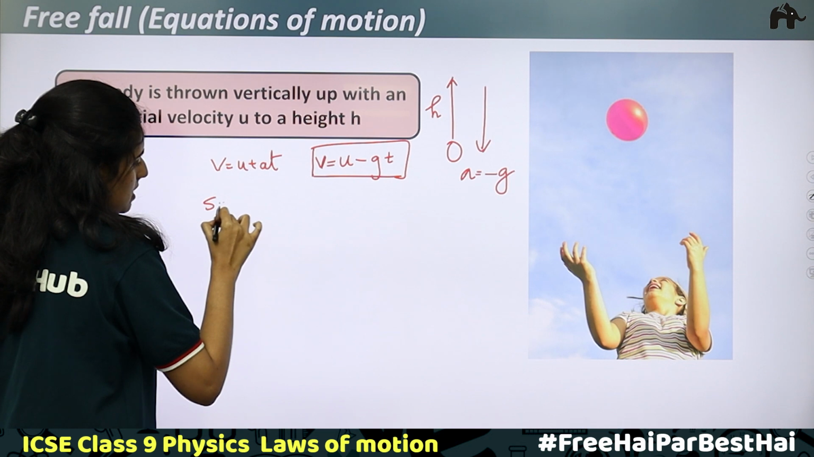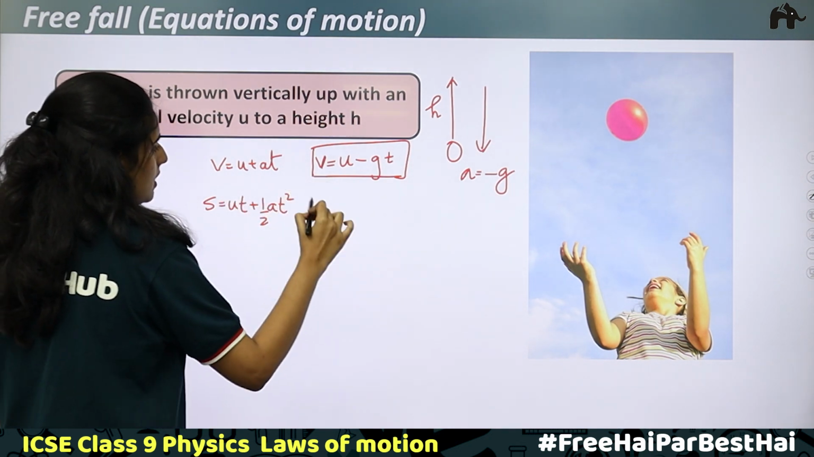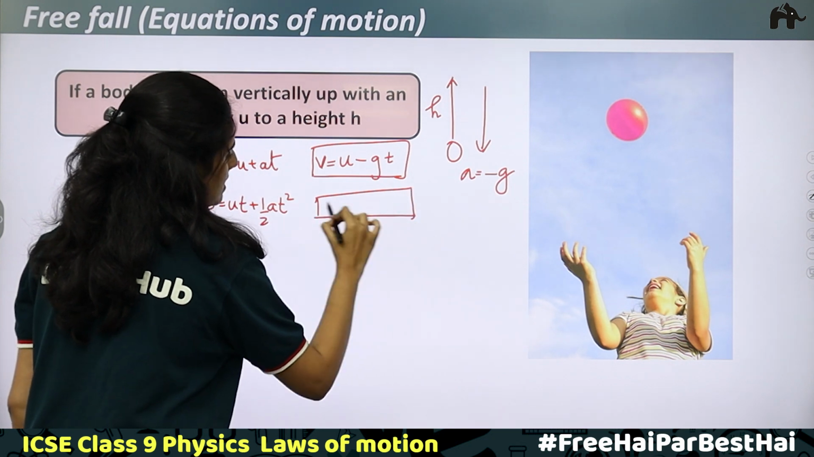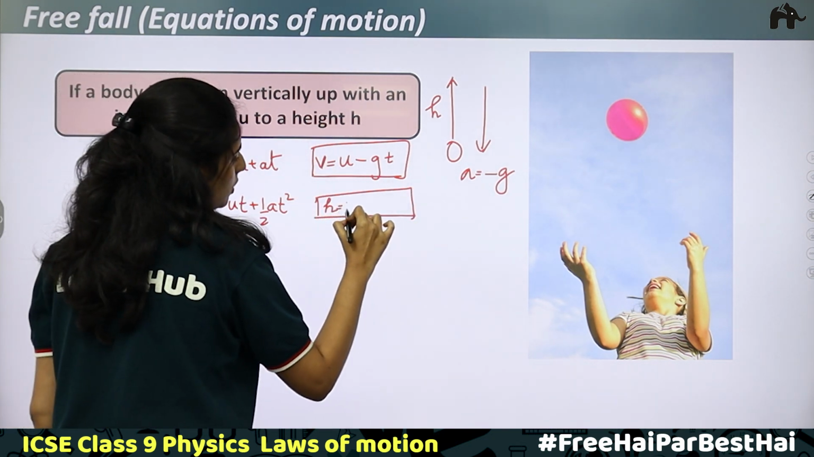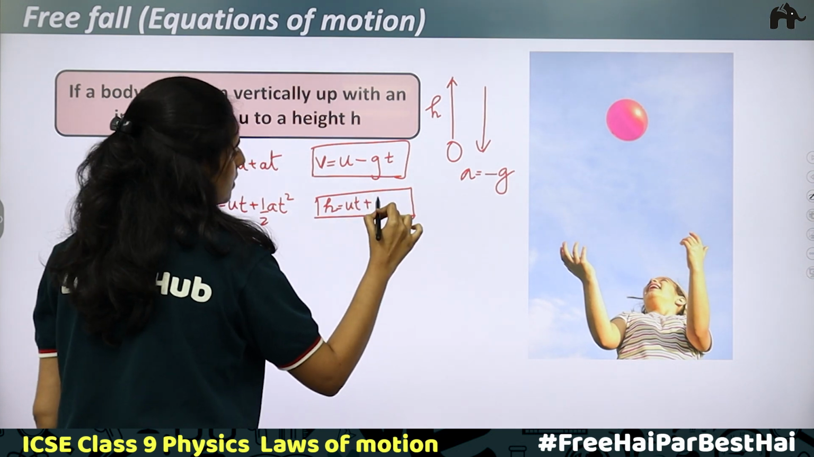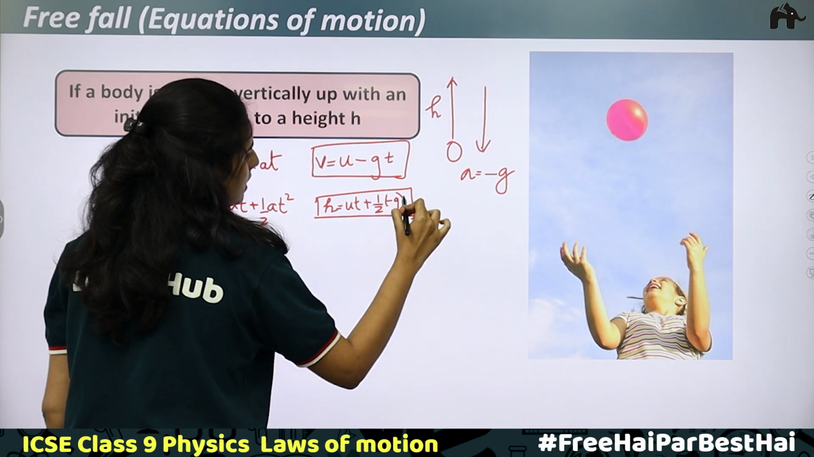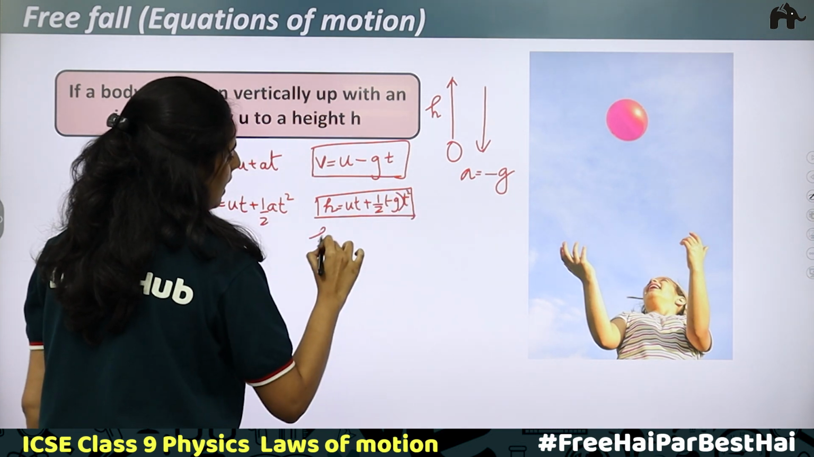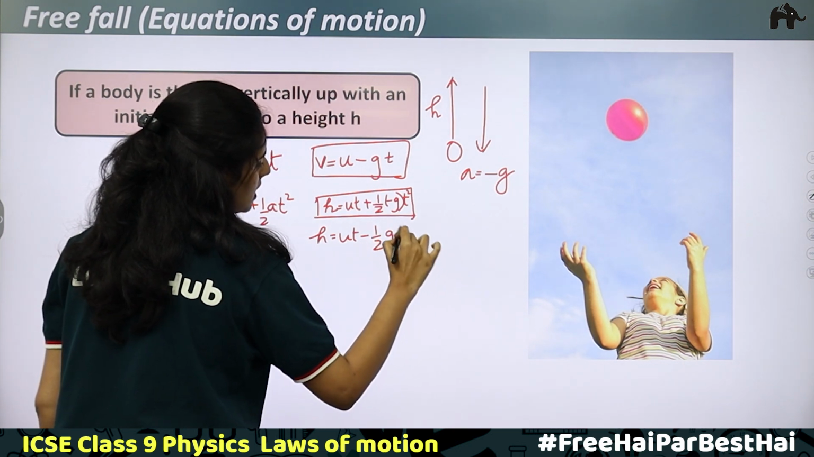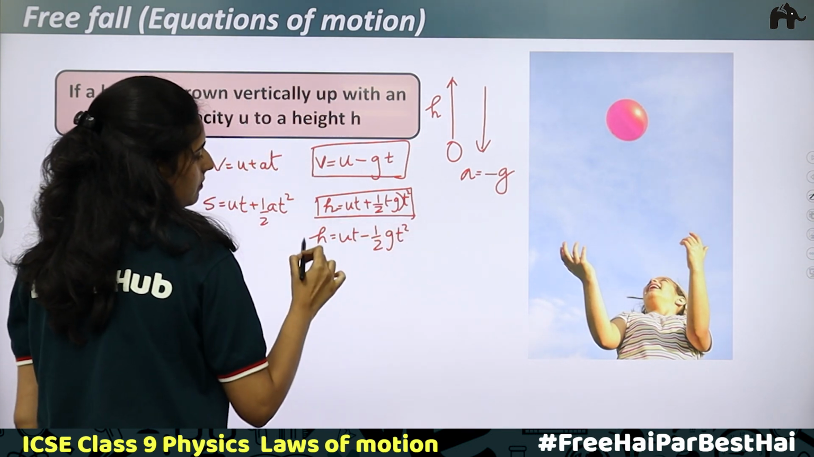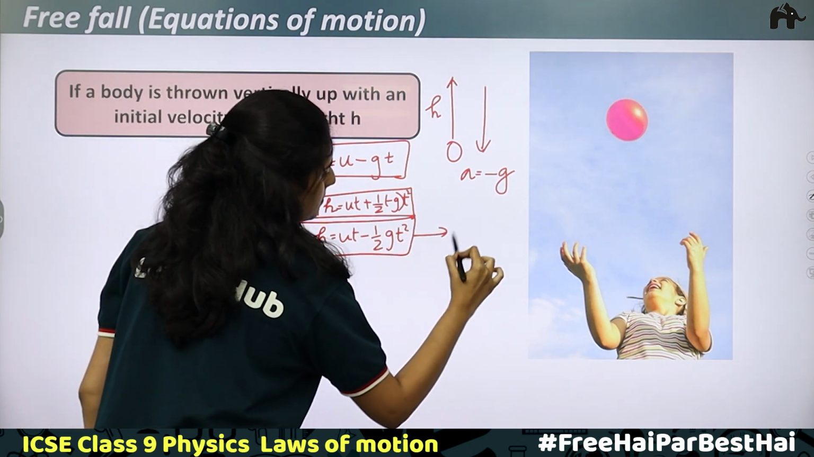Second equation, S is equal to ut plus half a t square. This becomes, S is the total displacement, which is h, is equal to ut plus half minus g t square, or h is equal to ut minus half g t square. There is a negative sign. Okay, so this is the second equation.